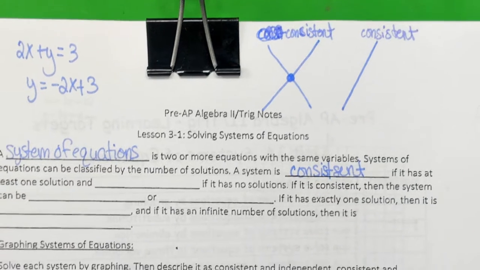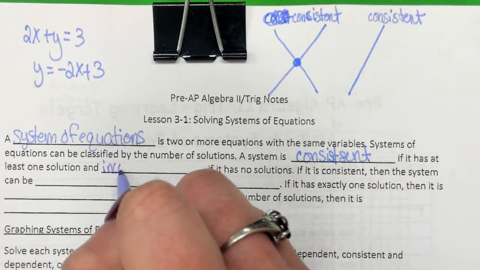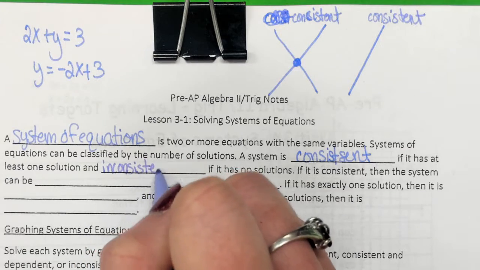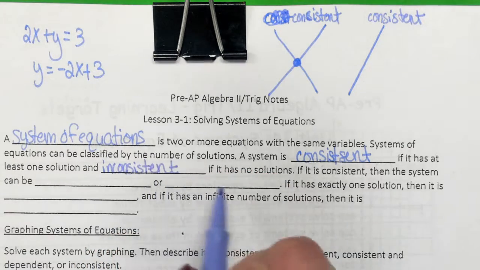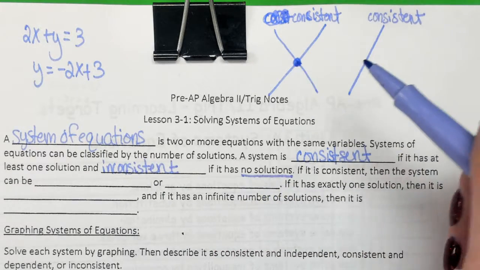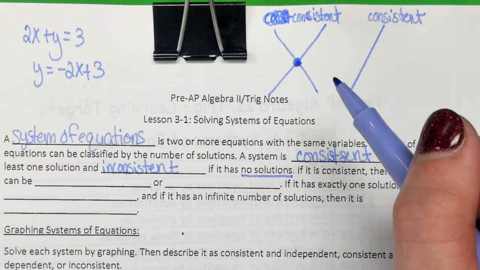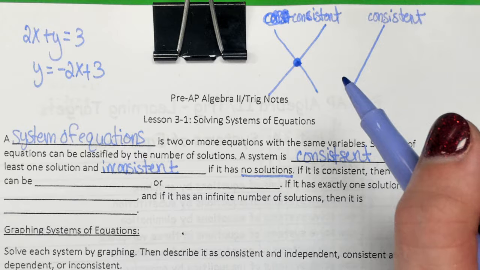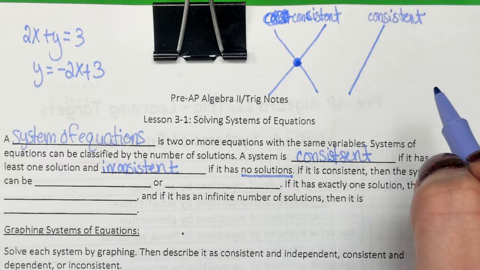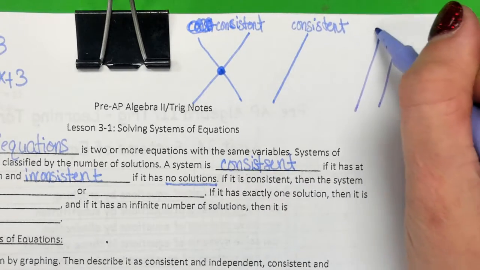So Jackson told us that it's consistent if it has at least one solution, and it is inconsistent, there you go, let's see if I can spell it right this time, if it has no solution. Well, guys, if it has one solution when they cross, what would no solution look like? What's the graph going to look like if they're not no solution? Parallel. They're parallel. Very good. So two parallel lines would be inconsistent.